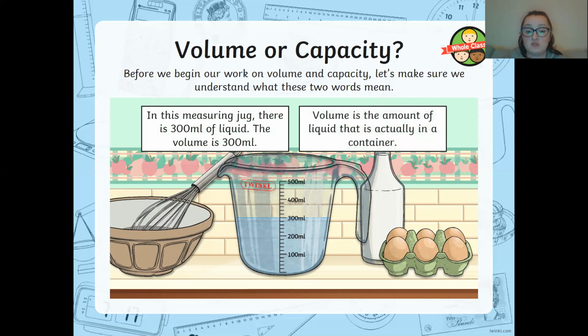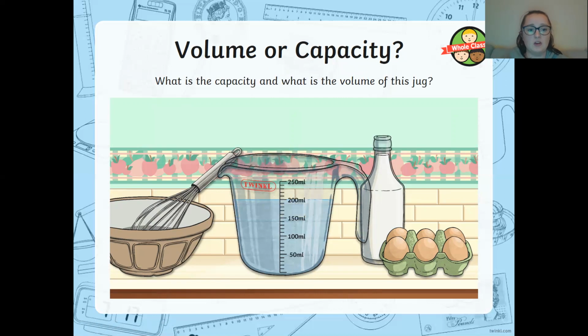So in this measuring jug that you can see on the screen now, there is 300 milliliters of liquid. It's not all the way at 500. That's how much it can hold. It's only at 300. That is called the volume, how much liquid is actually in that container. So the volume is how much is in it. The capacity is how much the container can actually hold. Excuse my hand gestures.